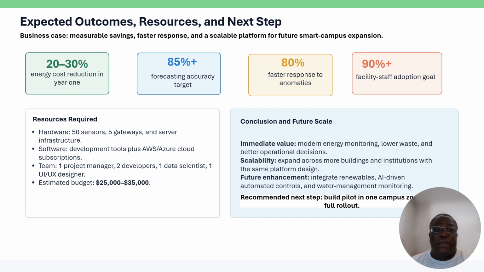The last part, and the conclusion, is the project cost. My estimated budget is going to be between 25,000 and 35,000, and the project will last between 3 to 6 months to get it done successfully.